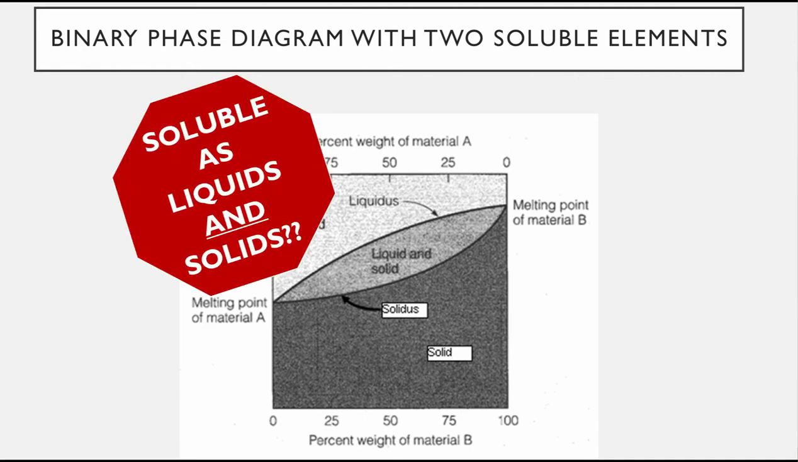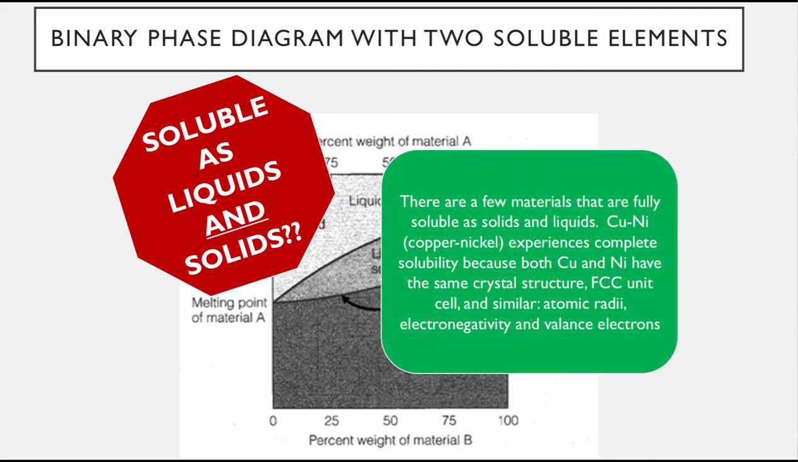And you might say, wait, how can we be soluble as a liquid and a solid? Because we learned, watching our saltwater demonstration, that if we have salt with solid water or ice, they are not soluble. Well, it turns out there's a very limited number of elements that are actually fully soluble, liquid or solid. Typically, it happens first in the molten state, but as they're cooling, they're actually able to replace one for one, perfectly interchangeably, atoms in the lattice structures.